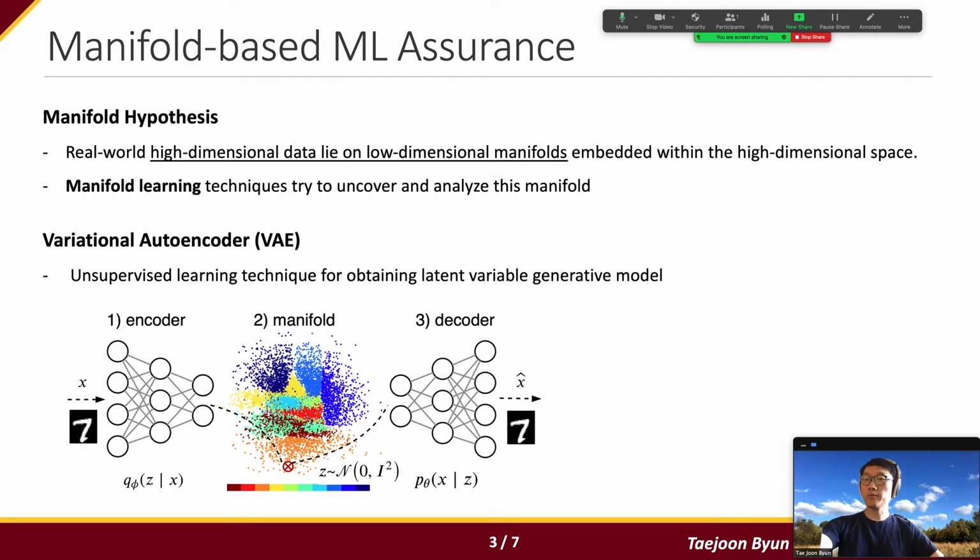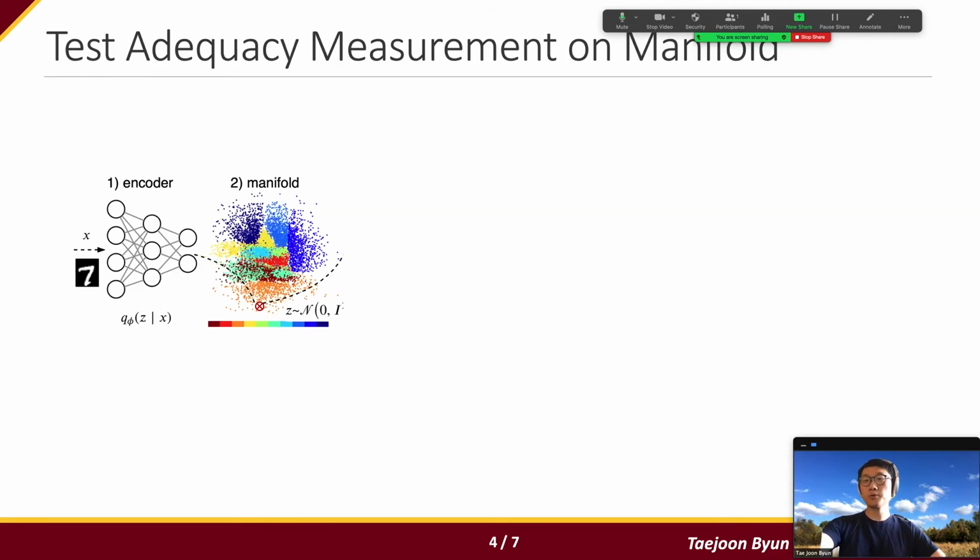In this work, we use variational autoencoder for learning the manifold, which is an unsupervised learning technique for obtaining a latent variable generative model. It is composed of two neural networks, a probabilistic encoder and the decoder, joined together by a bottleneck which forces all the information relevant for reconstruction to be compressed. As you can see in the figure, all the digit samples are nicely encoded in this compact two-dimensional space, and different classes are separated naturally and nicely without any supervision. So it finally gives me that compact representation along with the encoder and the decoder, which maps the data to and from this manifold.